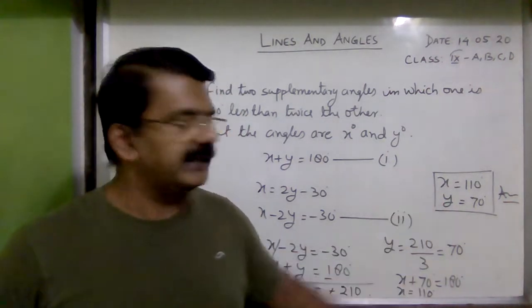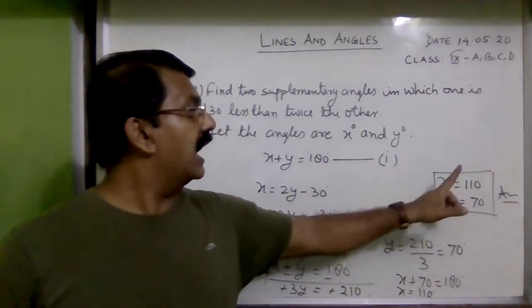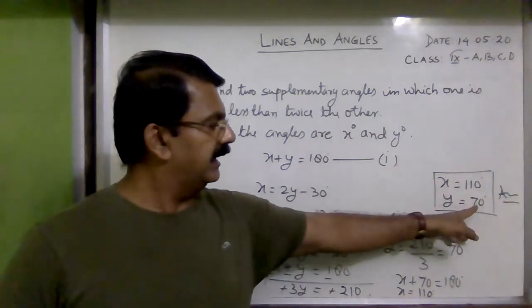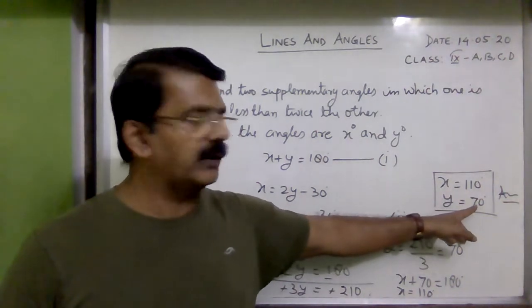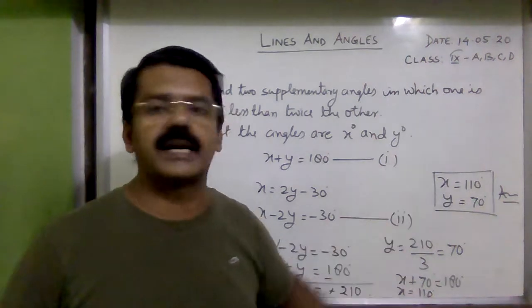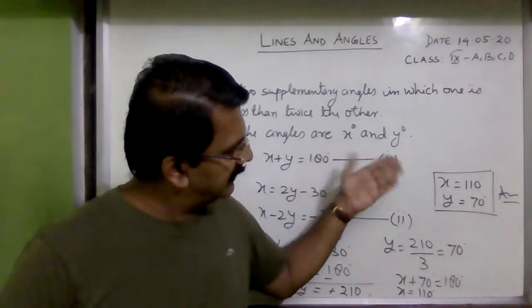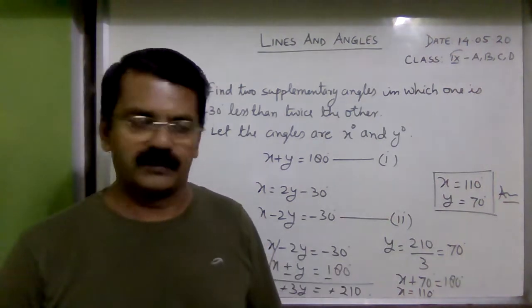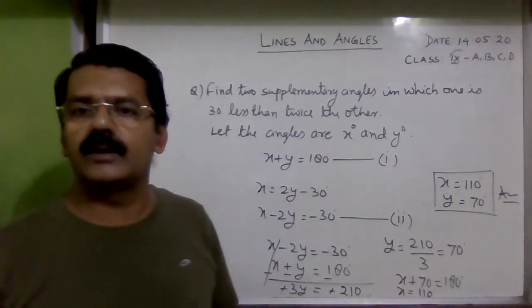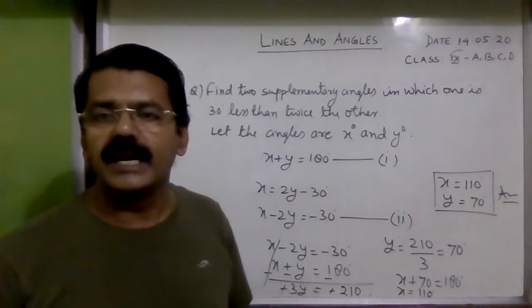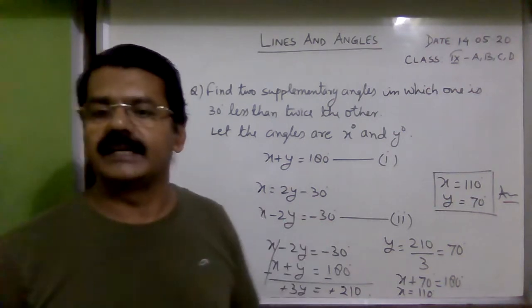You can see the sum of x and y is 180 because they are supplementary angles, and if you double y, that is 140, and then subtract 30, you will get 110. So that means the second condition is also fulfilled. So your answer, x is equal to 110. One angle is 110 degree and the other angle is 70 degree. Clear?